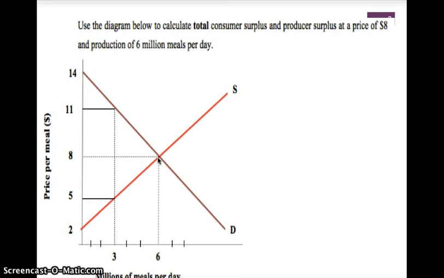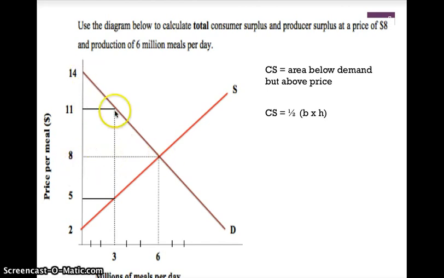Let's start with the consumer surplus. Now from the diagram, the consumer surplus is the area below the demand curve but above the market price of $8. Now if you look at this area below the demand curve but above the market price of $8, you should see a right angle triangle. To calculate the consumer surplus, we find the area of this right angle triangle. The area of a triangle from our elementary maths is half base times height.